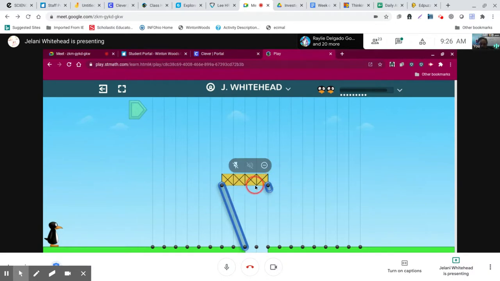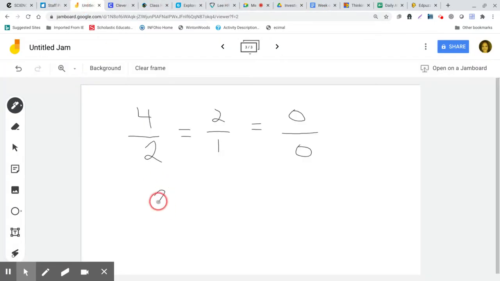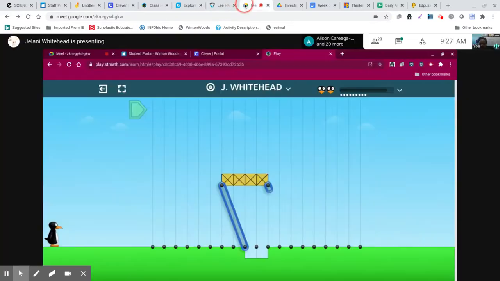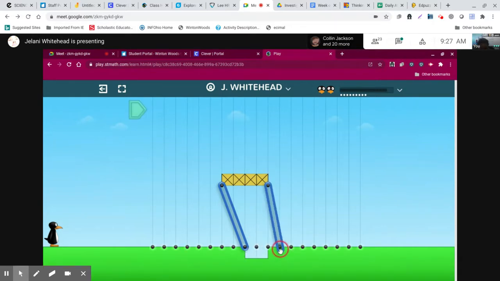Then we have 1, 2, 3, 4. So the second rubber band is on 4. So let me go back to my Jamboard. I have a 2 to 1 ratio. That's simplified. And I need to get to 4. So how do I get from 2 to 4? Multiply times 2, right? 2 times 2 is 4. 1 times 2 is 2. So I need to hook that second rubber band. Go ahead and hook it on position 2. Nope, that's position 1. Yep, okay, hit the arrow.